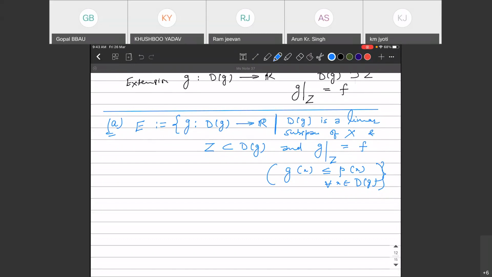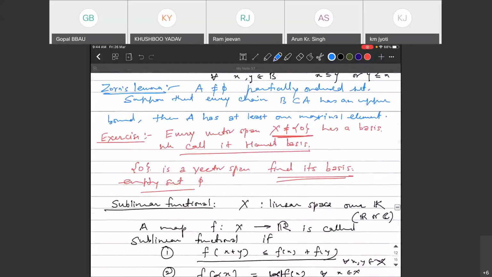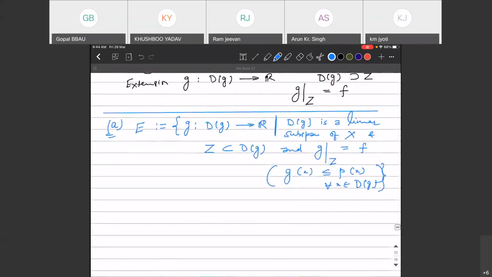I said we will use John's lemma. So let's see what is John's lemma. John's lemma says that we have a non-empty set, and it is partially ordered. So this means first we have to see whether E is empty or non-empty. E is non-empty. Why? Because F belongs to E.